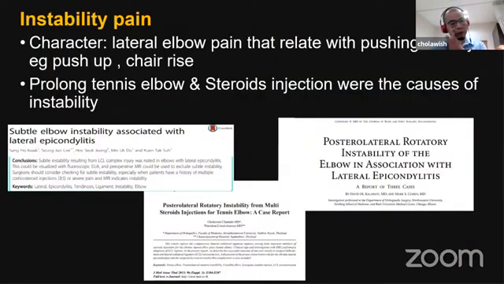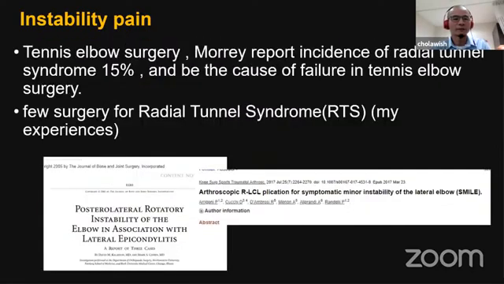Another cause is instability pain. The pain at the lateral elbow that is characteristic of instability will be related to pushing activity, such as a push-up or chair rise. Prolonged tennis elbow and steroid injection were causes of instability. We have much literature documenting this, and Professor Park also showed a paper on it. I also found many people who had steroid injection and have a rupture.